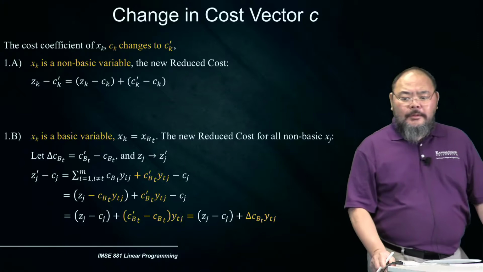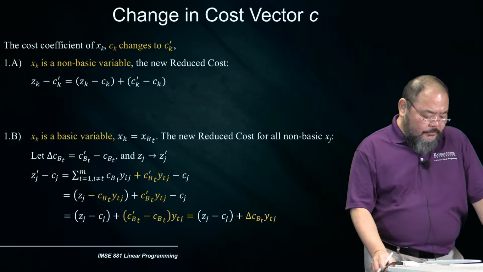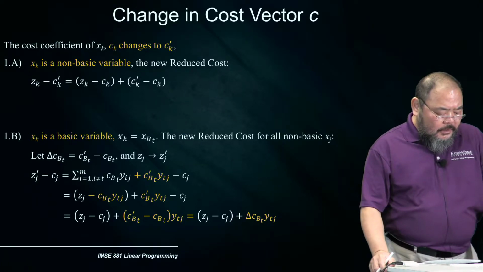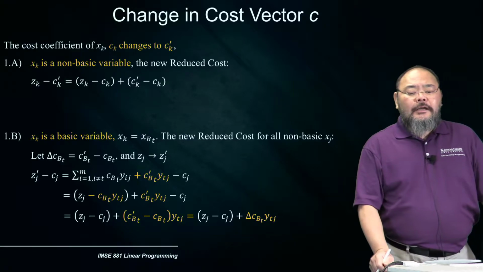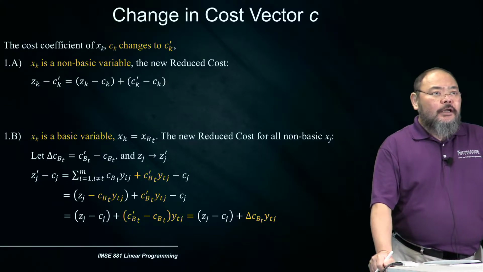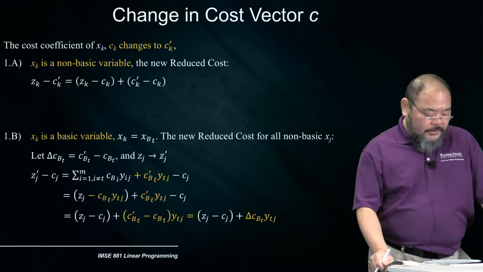The first part we are focused on is changes to cost vector C. The cost coefficient for xk, for one of the x, could change from ck to ck prime. If xk is a non-basic variable, then the reduced cost could be recalculated as follows.